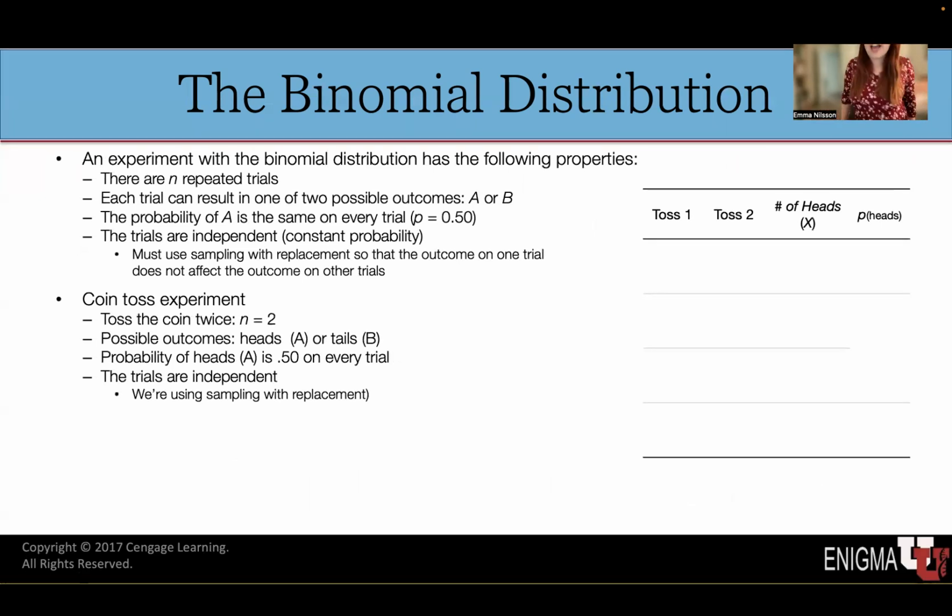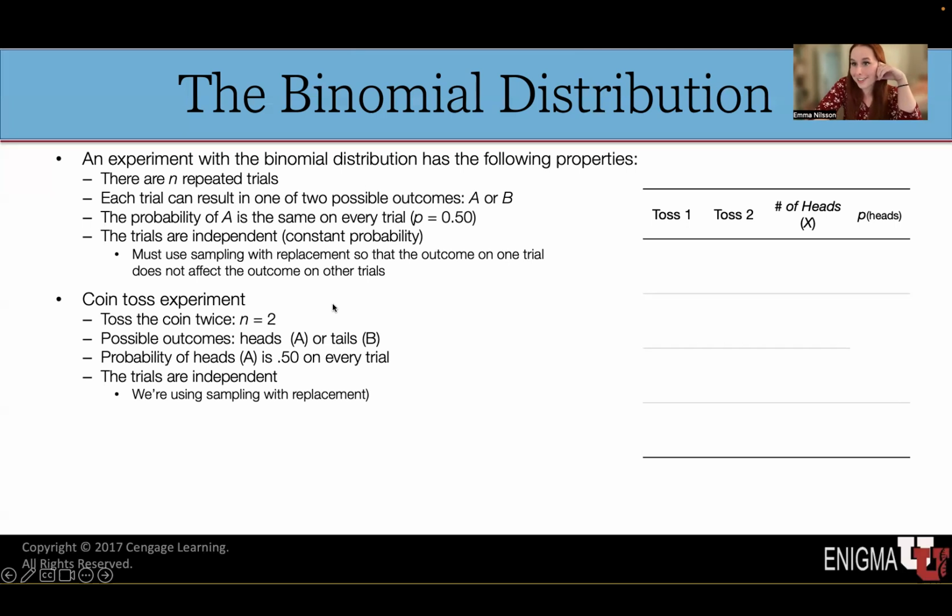Let's look at how we would create a binomial distribution here. An experiment with a binomial distribution has to have the following properties. There are going to be n repeated trials. Each trial can result in either an A outcome or a B outcome. The probability of A, and by extension the probability of B, is the same on every trial, 1/2 every time, and the trials are independent from each other.